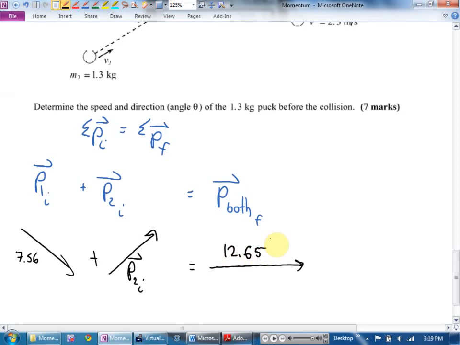Is this a final momentum of 0? No. So is this a triangle where you come back to where you started from? No. Added together tip to tail. 7.56. Mystery. Oh, not final, Mr. Dewick. Initial. 12.65.